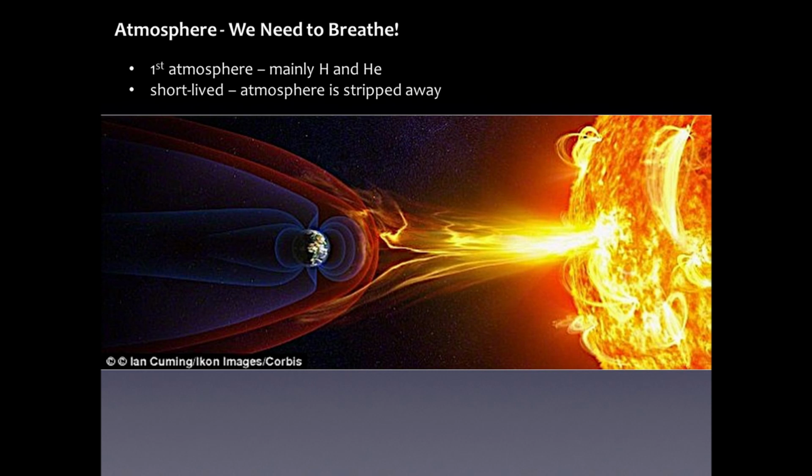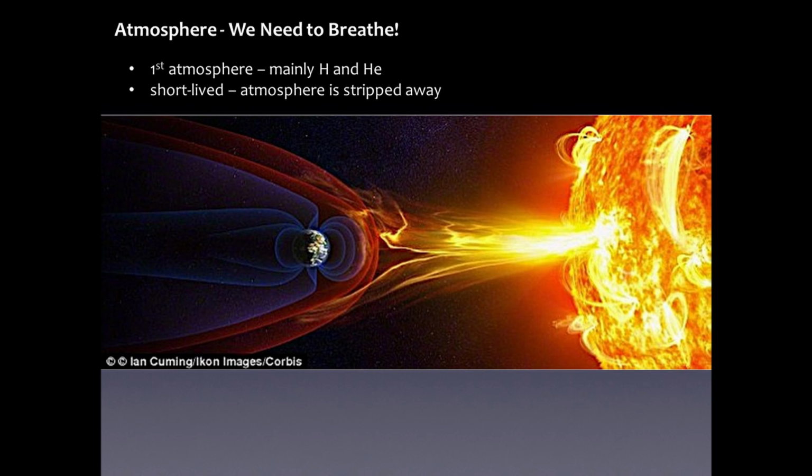The first atmosphere that we had was mainly hydrogen and helium. So H for hydrogen, He for helium. And this atmosphere didn't stick around for very long. It was basically stripped away. And it was stripped away by solar flares that were emitted from the very young sun.